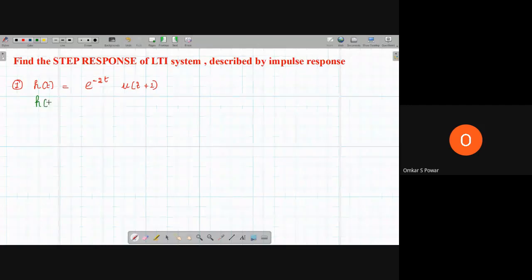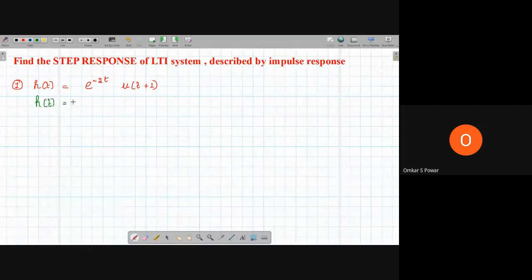So h(t) = e^(-2t) for t+1 greater than or equal to 0, because it is u(t+1). Then t is greater than or equal to -1. So h(t) = e^(-2t) if t is greater than or equal to -1, otherwise it is equal to 0.